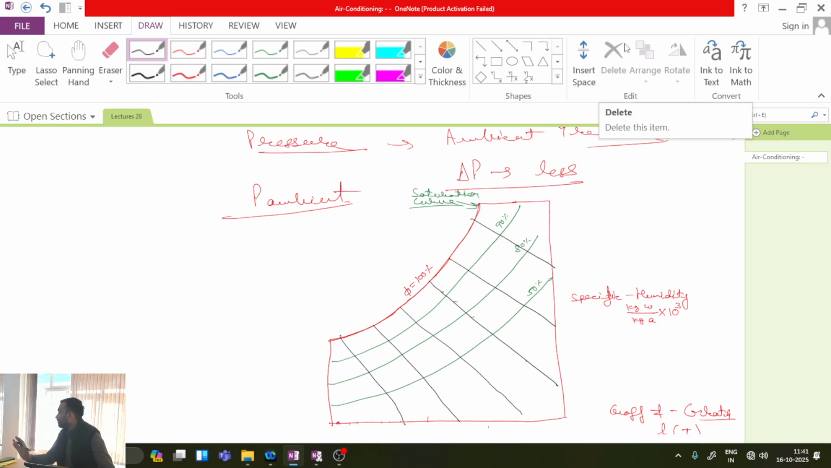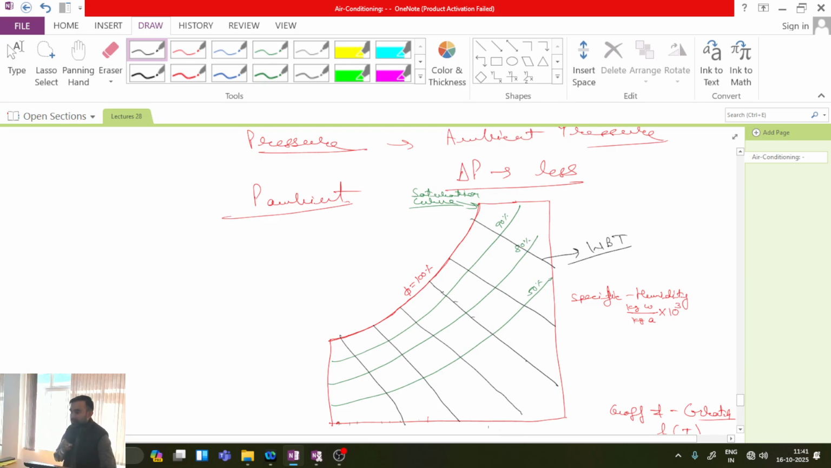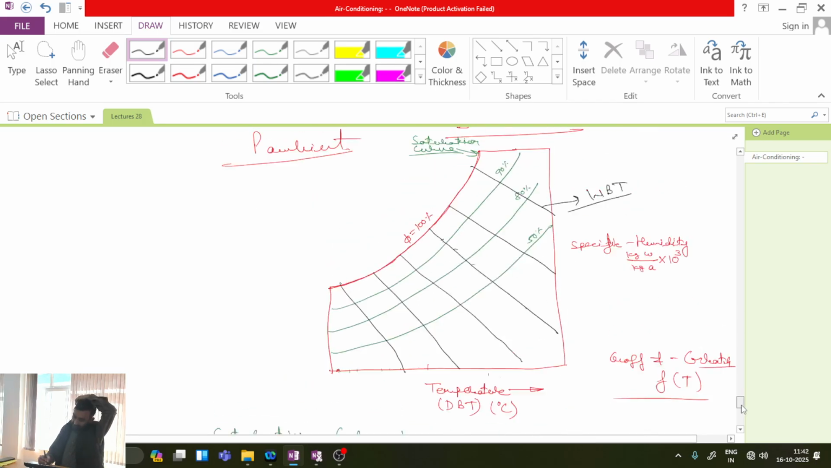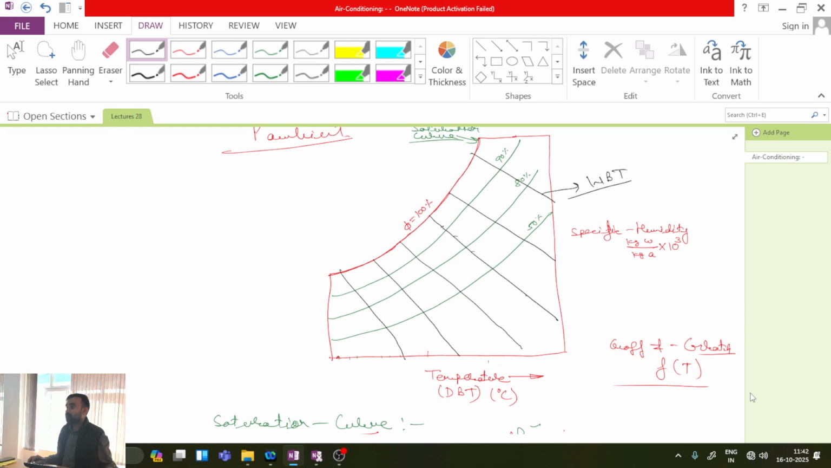Anyone is having any doubt about this? So all these black colored lines are nothing but my constant WBT lines. Is this point clear, or anyone is having any doubt? Okay. After constant WBT lines, let's go to enthalpy lines.